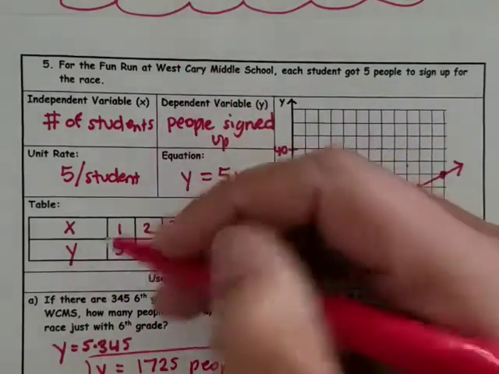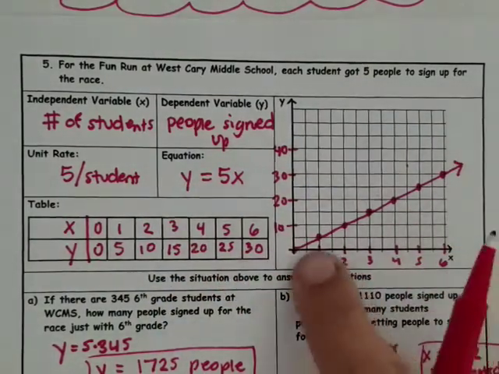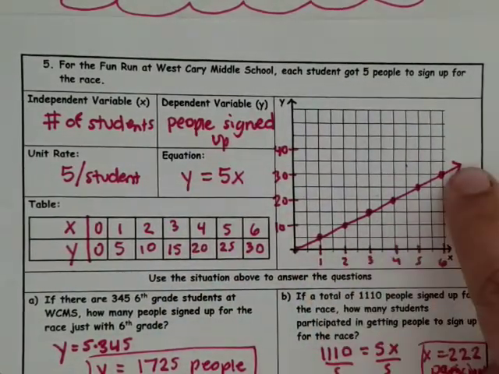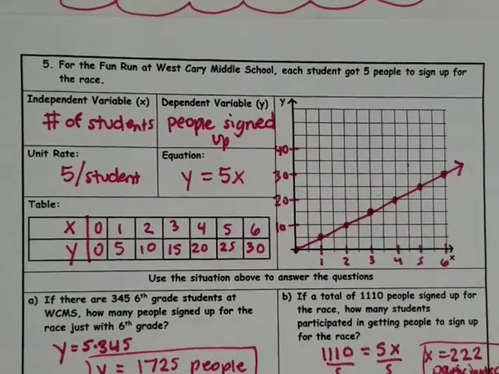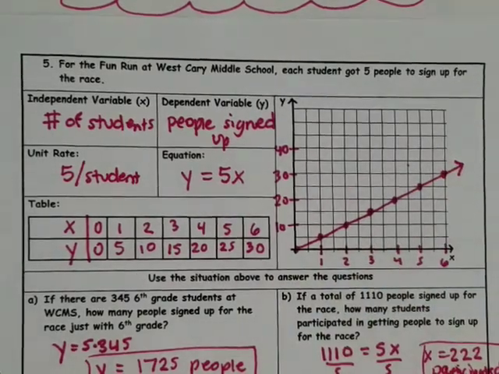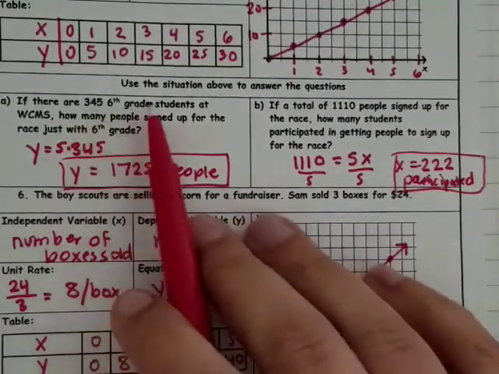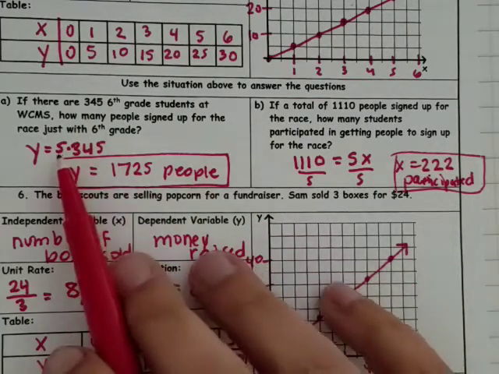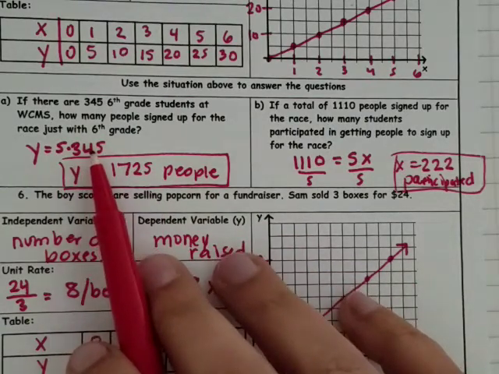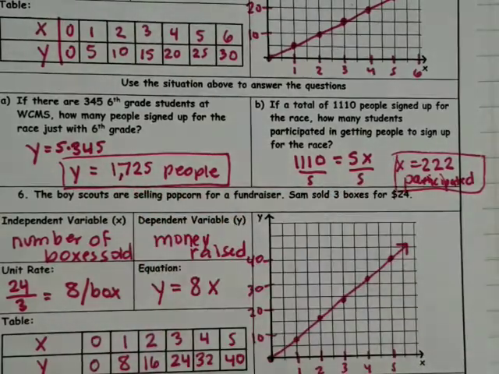Here's the table I came up with. If you had 0, 0 on there, that works. I just forgot to put it on my table. And then here's my graph, and I connected my points. I don't know if we should have connected these points because you can't have part of a student. So actually, this one should not be connected. All right, to answer some questions down here, if there were 345 sixth graders at West Cary, how many people signed up for the race just from sixth graders? Well, 5 times 345 gives me 1,725 people will be at the fun run, which is what we want.